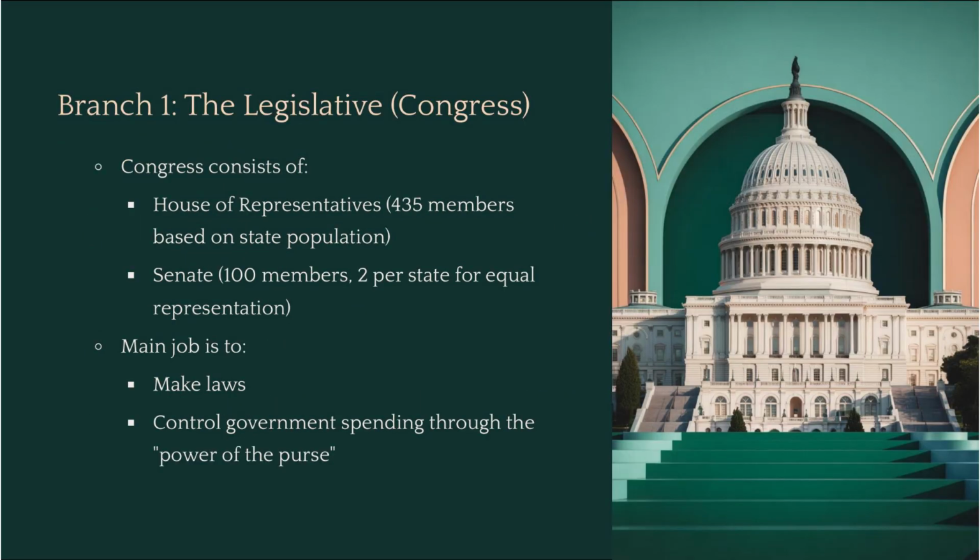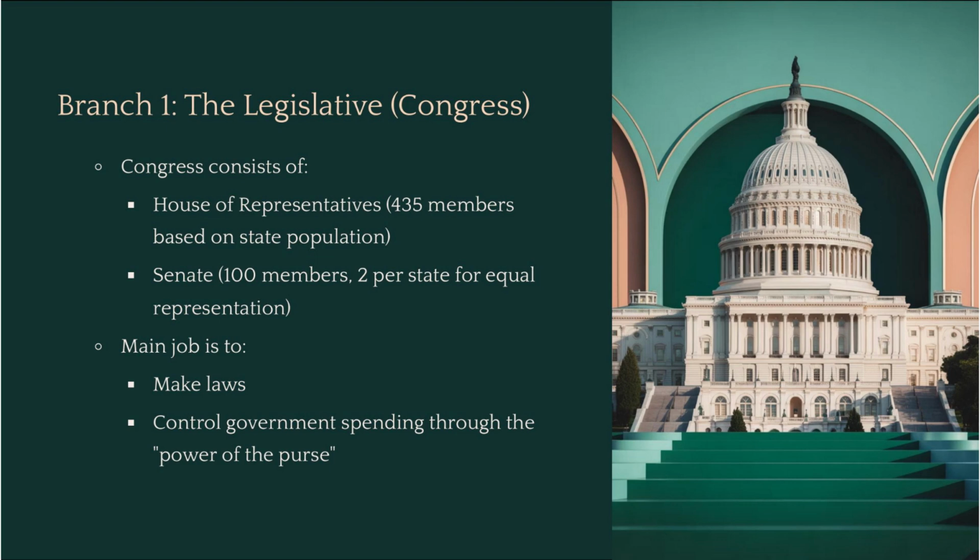Let's look at Branch 1, Congress. This is the makes the laws branch. Congress itself is split into 2 parts, or chambers. The first is the House of Representatives. The number of representatives each state gets is based on its population. So a big state like California has way more members than a small state like Wyoming.